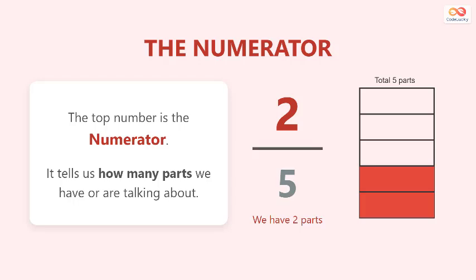First, let's talk about the top number, the numerator. This number tells us how many parts we currently have or are talking about. In the example shown here, the number 2 is the numerator. It means we are counting 2 parts out of the total collection.